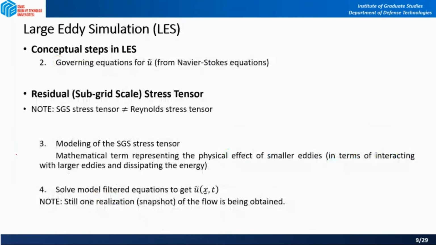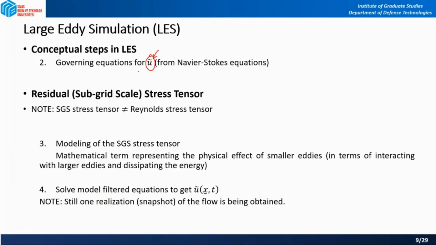The second step is to obtain the governing equations for U tilde. What was U tilde? Once more, U tilde is the filtered, instantaneous filtered velocity. So you use Navier-Stokes equations and you obtain the governing equations for U tilde.